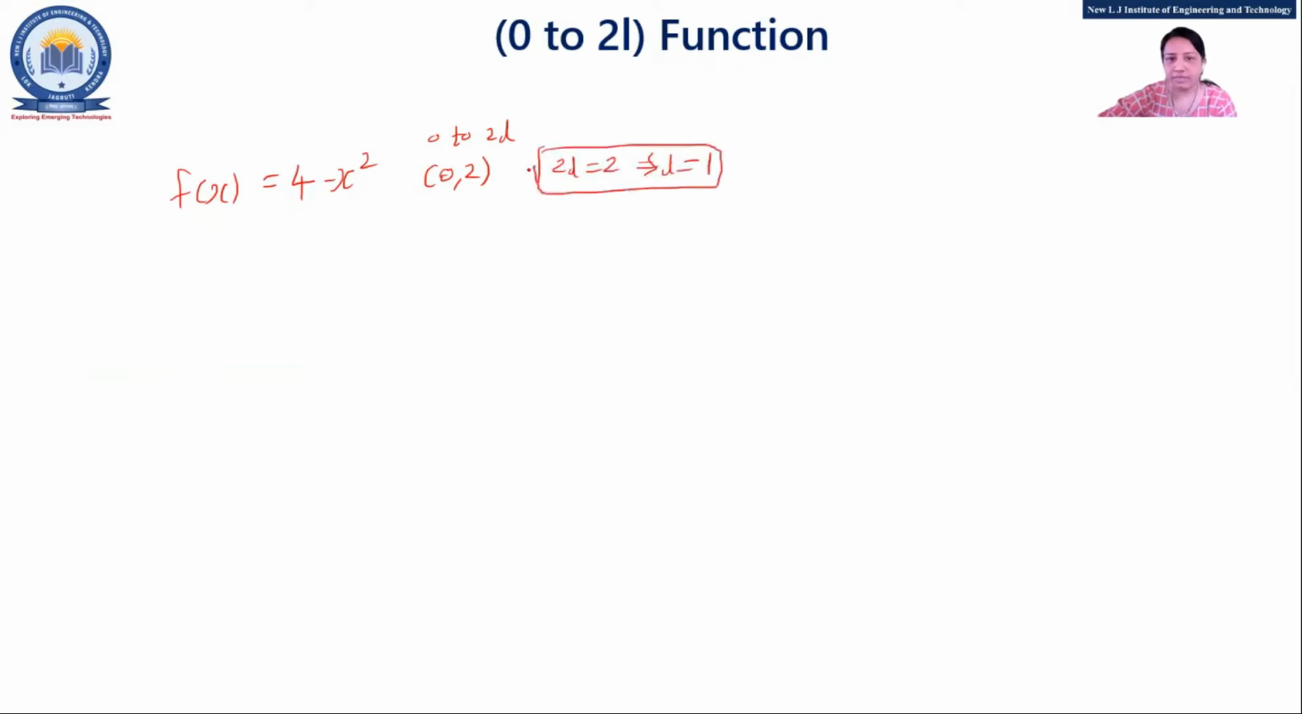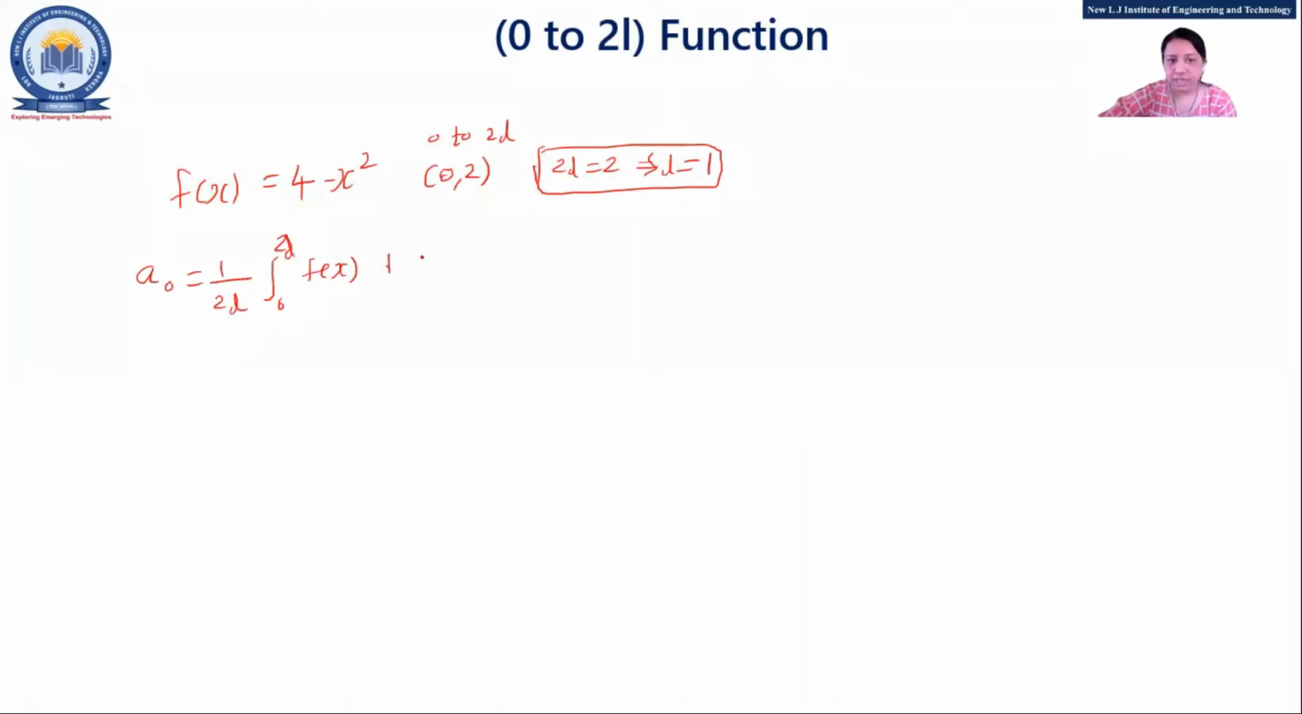L equal to 1. Just write into the chat box how the a0 expression is derived. That is not in your syllabus, how that value is derived; you just have to remember that equation. For f(x), you need to find a0, an and bn. So what is a0? a0 equal to 1 upon 2L, integral from 0 to 2L of f(x) dx.